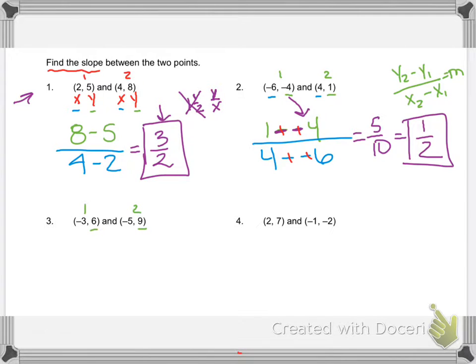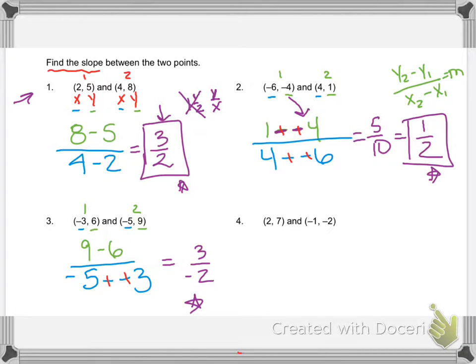So I'm going to take my second y minus my first, 9 minus 6. Negative 5 minus a negative 3. I've got another double negative. Be careful there. And this is going to simplify to 3 over negative 2. Okay? So I've got two positive slopes up here. This is my first negative slope. So this line is going to go down and to the right. These are going to go up and to the right. That's kind of the difference between positive and negative slopes.